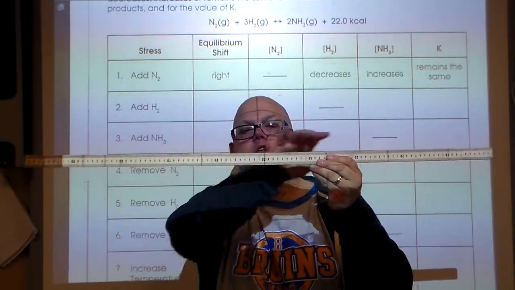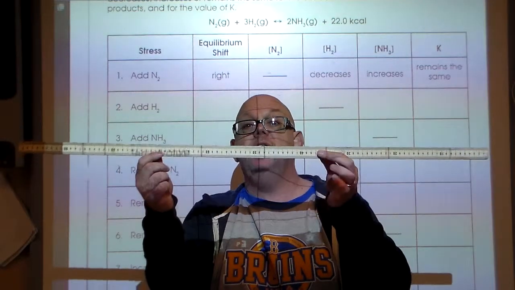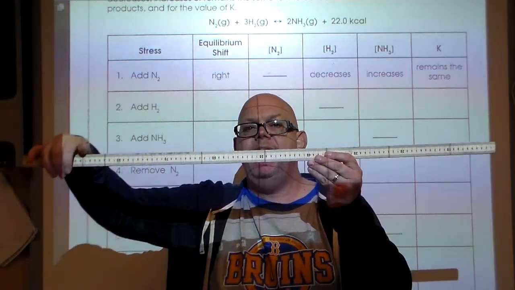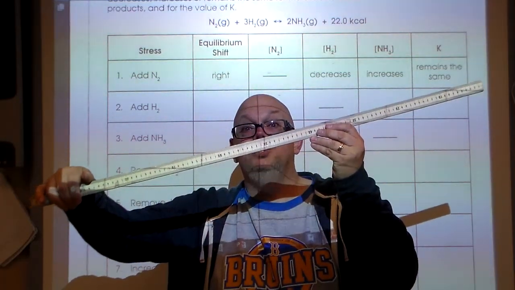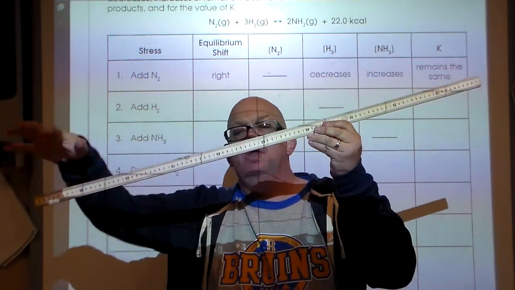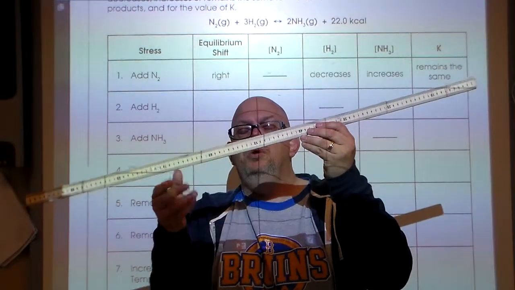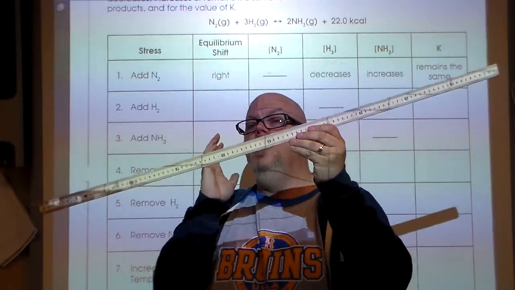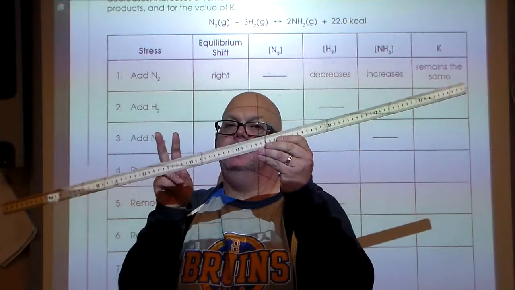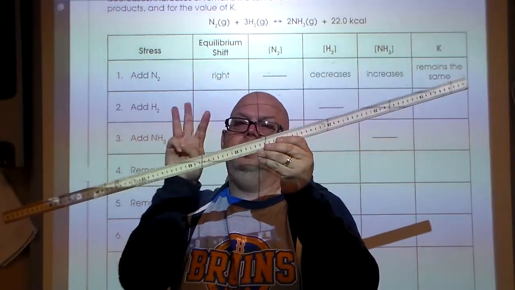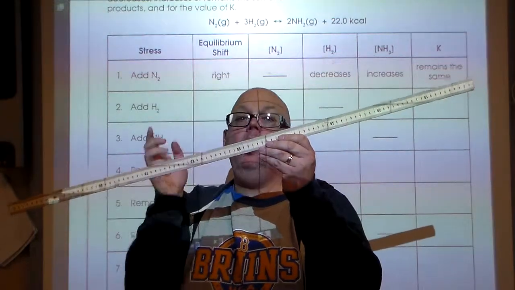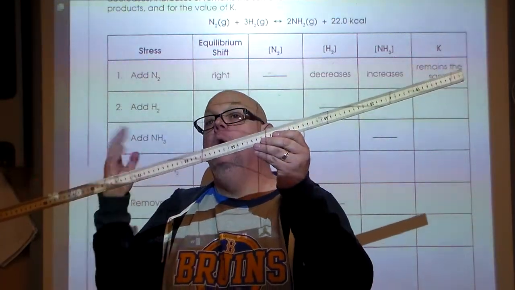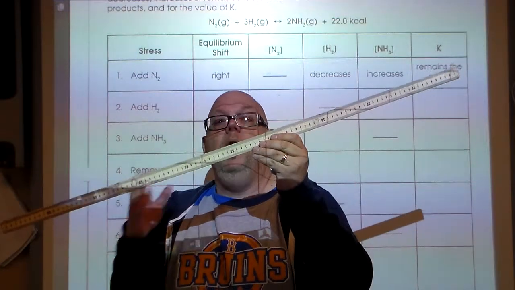So the idea is, as long as this meter stick is nice and horizontal, the chemical reaction is at equilibrium. Now if I add more reactant to it, like nitrogen for example, what happened? I put stress on the equilibrium. I put stress on the system. Now Henri Le Chatelier said it's going to fix itself. It's going to fix itself in one of two ways. Well, there's only three possibilities if you put stress on something. One is that the reaction will shift to the right. The other is that it will shift to the left. Or there's no shift.